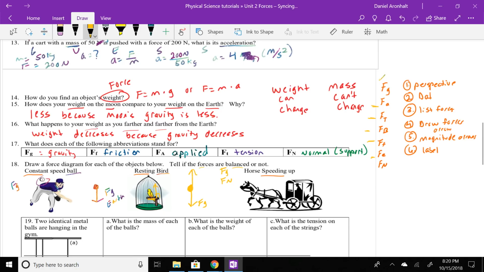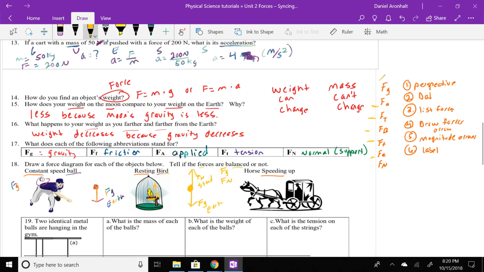Well, is the bird moving up and down? No, which means its gravity and its support force have got to be equal to each other. I know this isn't perfect, but relatively speaking, they're equal. So we've got F sub N, F sub G. What is the agent of gravity? Earth. What is the agent of the support force? That is going to be the pedestal or the stand. And there we are. Everything's taken care of.